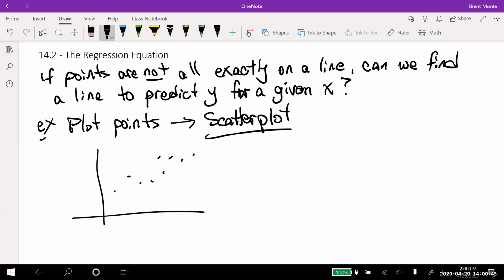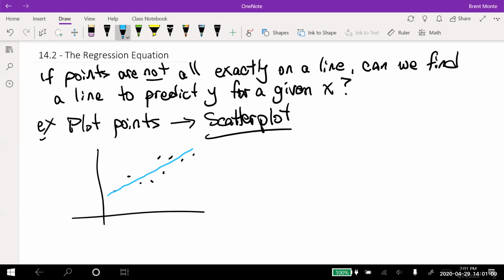And notice they definitely don't all fall on a line, but you can tell that it looks like as X gets bigger, it looks like if there's a line, it's kind of going up. So if X is getting bigger, it looks like Y is getting bigger. In fact, we might be able to put a line in that looks something like this. And that line fairly well predicts all those values.